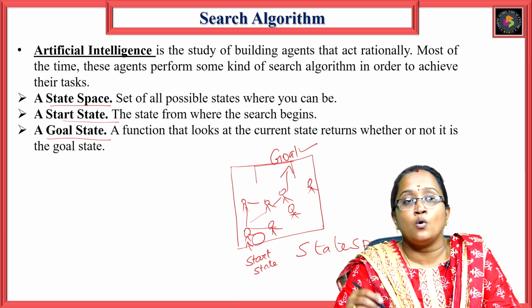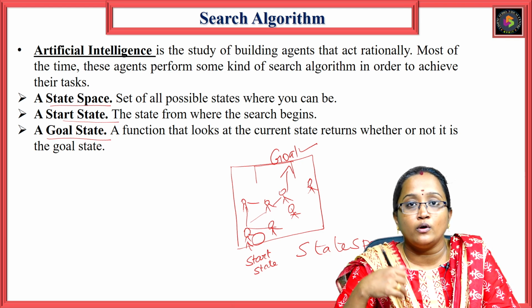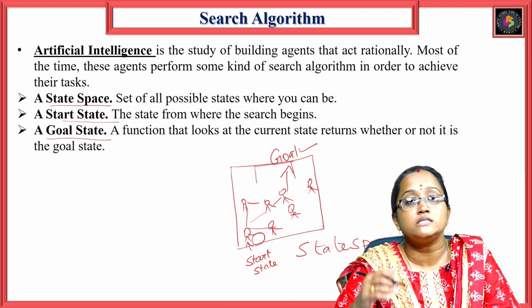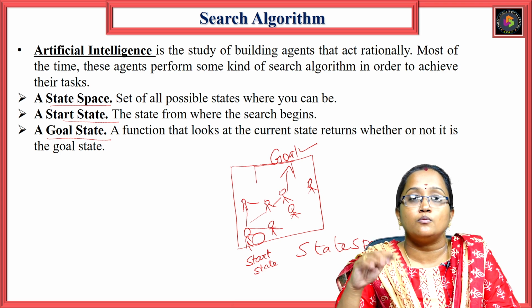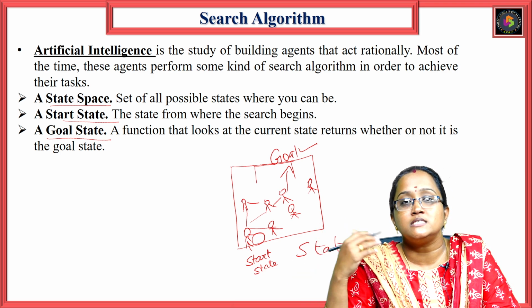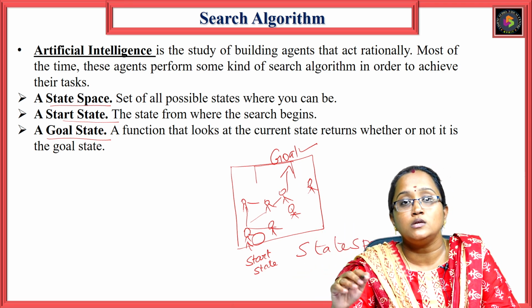Next, who is going to start the game? From where are you going to start the game? That is called the start state. The final decision, the final destination, is called the goal state.